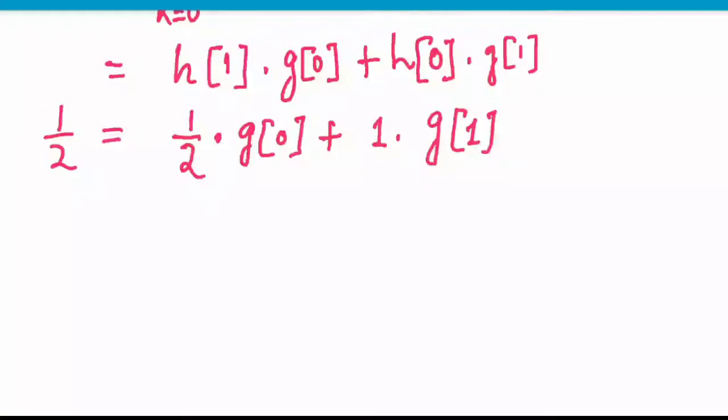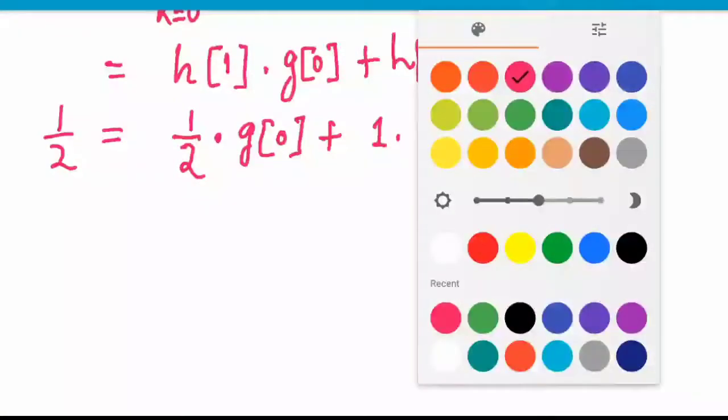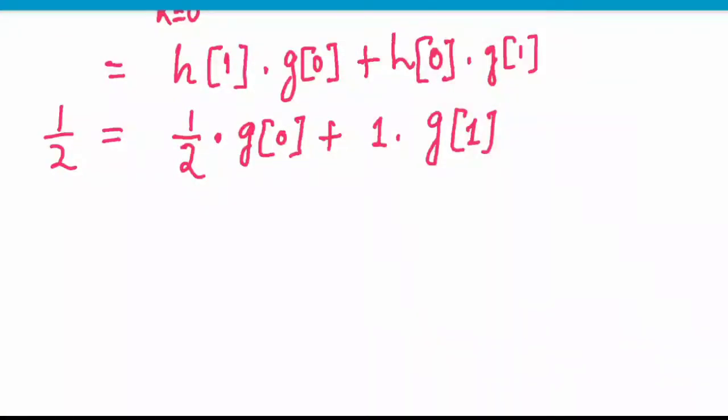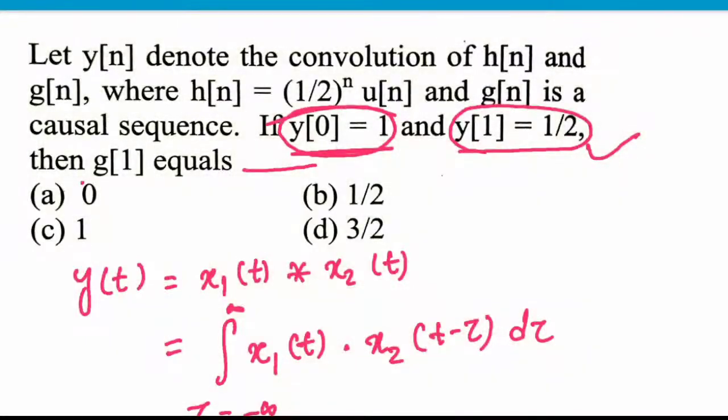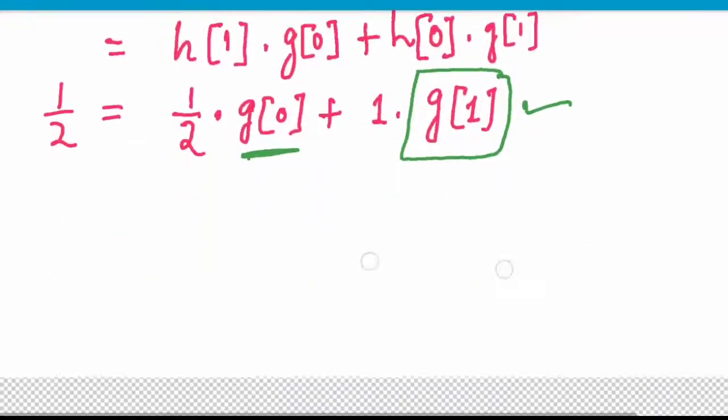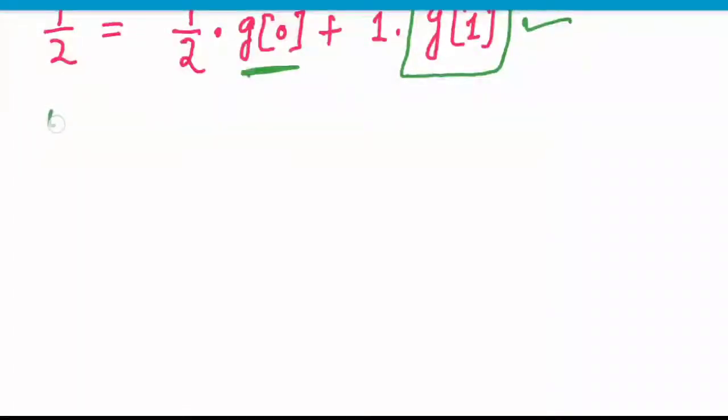So here we get this first equation. The question is asking for g of 1 and we don't know g of 0, so we have to calculate g of 0 from the first condition. What is the first condition given? It is y of 0 is equal to 1. So we will apply that one.